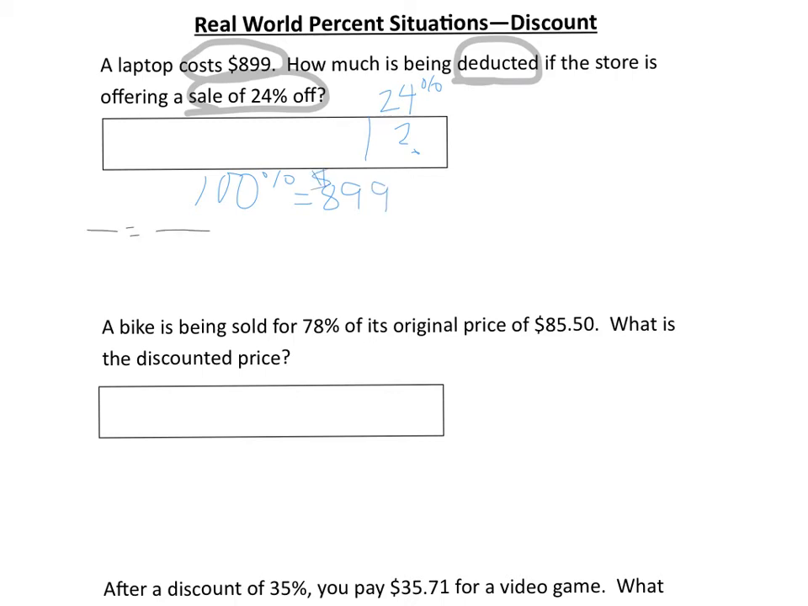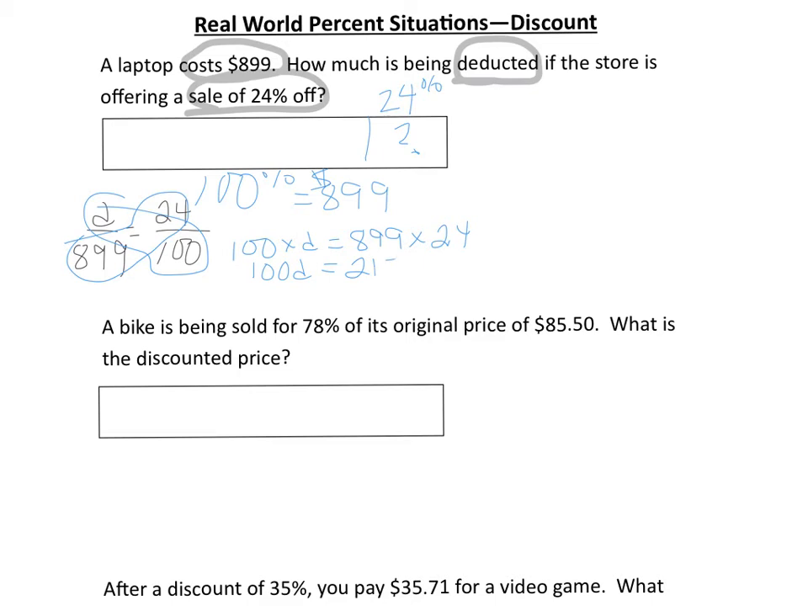When we set up our proportion, since $899 is the entire cost of the laptop, it's going to go where the 100% is on that same side of the ratio bars. We're looking for 24%, which is going to go above 100. And that's going to tell us how much is being deducted. We cross multiply like we normally have been. And we get that there is $215.76 being deducted.